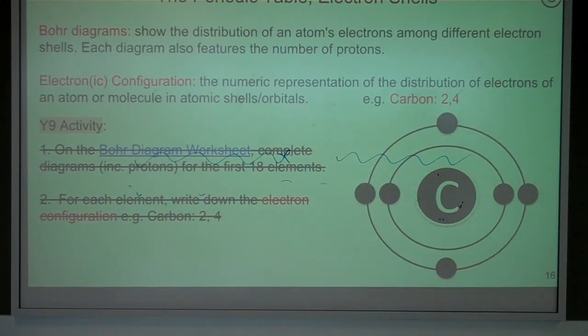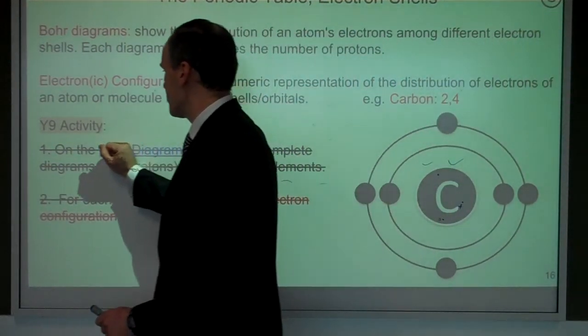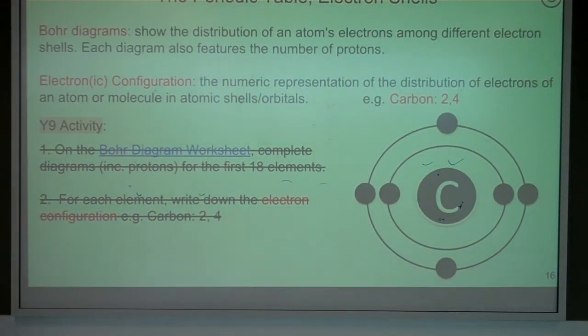Right. Bohr diagrams. Now, a Bohr diagram you're not going to use this year, but you need to know what they are. Bohr diagrams show the distribution of electrons among different shells. So, here is carbon.